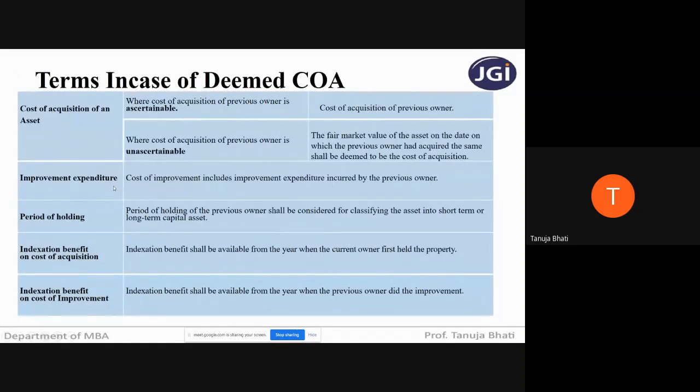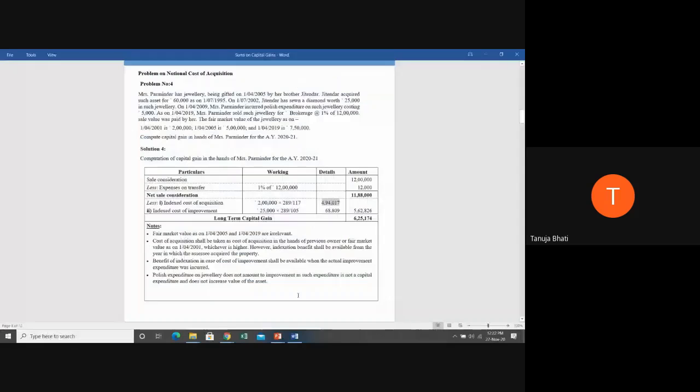If you have forgotten the concept, I am just showing you. In case of notional or deemed cost of acquisition, indexation benefit on cost of acquisition will be available from the year when the current owner first held the property, not the previous owner. But in case of cost of improvement, when the previous owner did the improvement, from that year you have to calculate the index. Did everyone understand how to calculate indexed cost of acquisition?